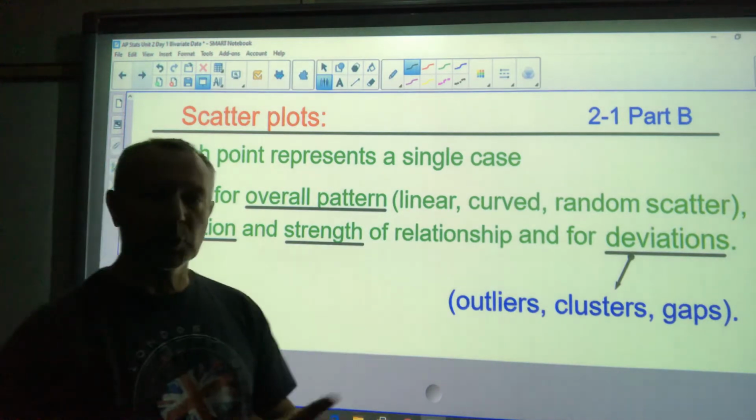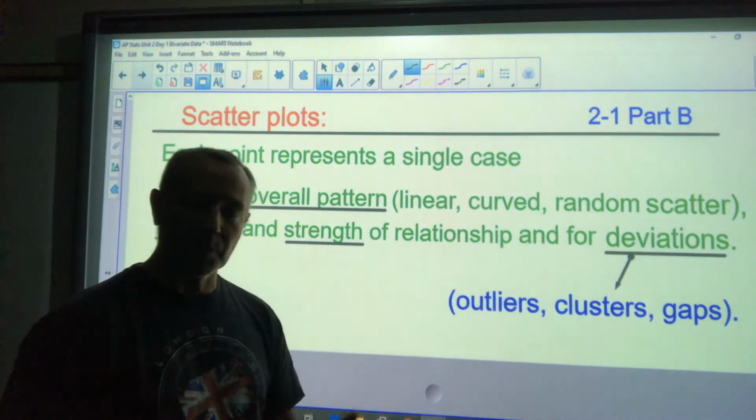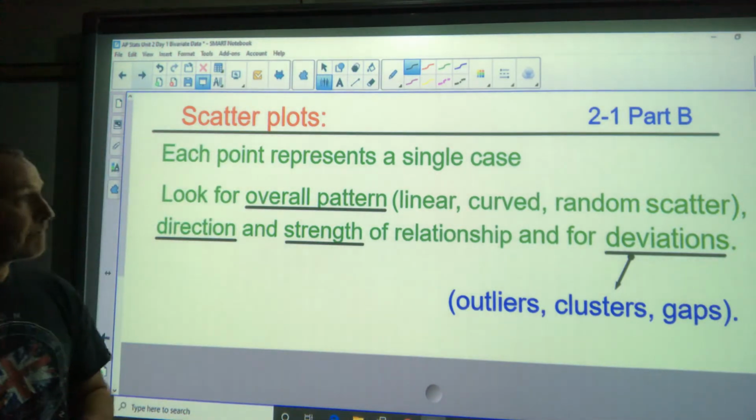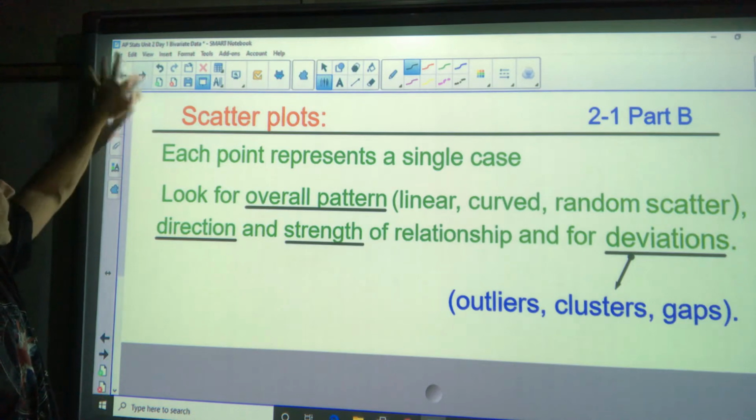So it's a visual picture. We can see ones that are way out there that kind of aren't with the group, and we might note those when describing these distributions. All right, so scatter plots coming up.